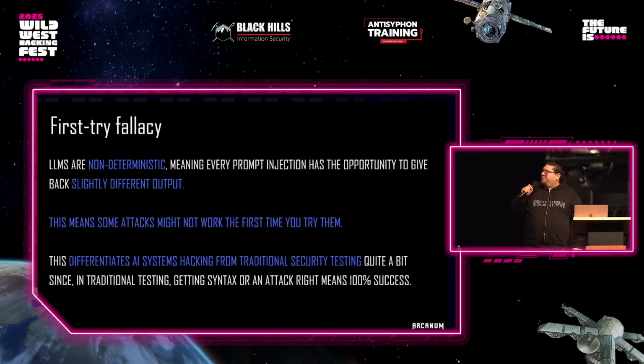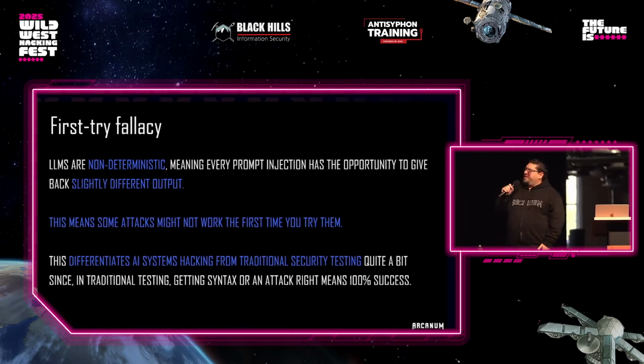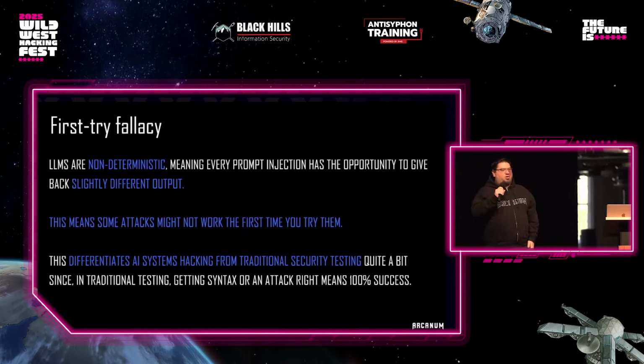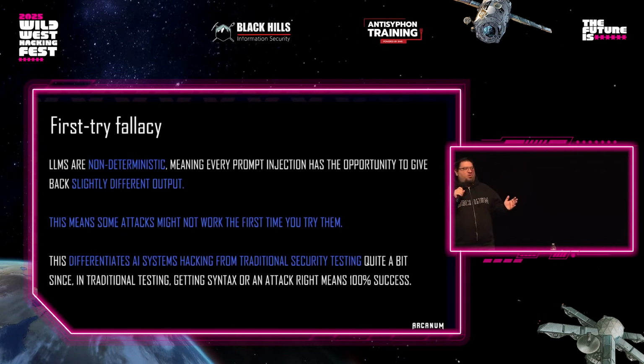Okay, so I have a whole bunch of first slides, and they're basically some gotchas that I talk about when you get into this type of testing. So when you're testing a machine that is powered usually by an LLM, a large language model, there is this thing called the first try fallacy. Now, we have been hackers for a long time or defenders for a long time, and we're very, very used to the fact that if you have an attack against a system and you get the syntax right or you get the defense right, it's done.